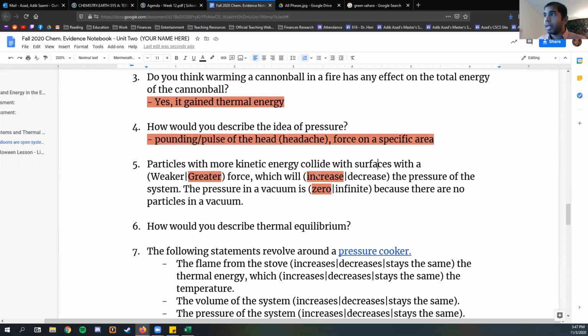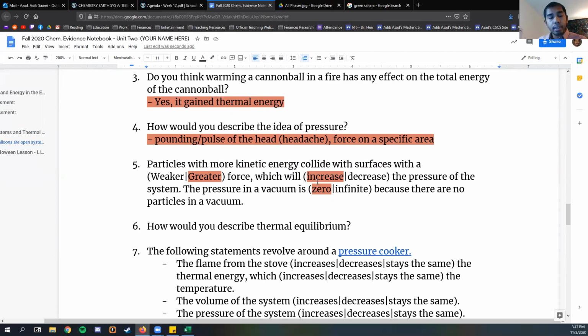And we're here with the last one now. Particles with more kinetic energy collide with surfaces with a weaker or greater force. This is asked in a poll, but this is kind of the secret behind chemistry. It's all stuff you're very aware of and is somewhat intuitive, right? If you throw something with more force, it's going to hit something with more force. That lines up with what you've seen.